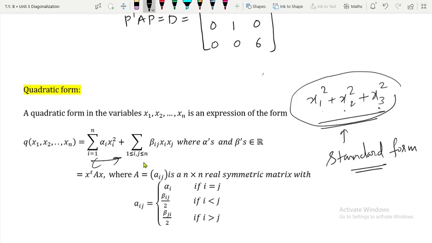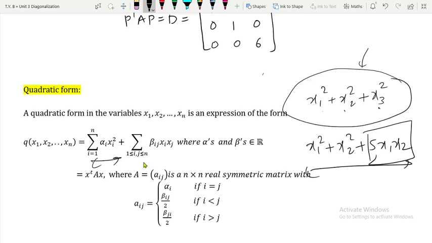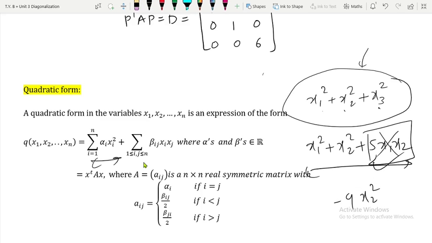If such terms, x1 x3 and x2 x3, are not involved, in fact, given any quadratic form it can be reduced to standard form. We are going to see those examples. It is sometimes also called canonical form, or standard form. So this quadratic form is in standard form, or canonical form. But if I write x1 square plus x2 square plus 5 x1 x2, this is not in standard form due to this problematic term. If I remove this term, then it will also be in standard form. If I write 5 x1 square plus 9 x2 square, this is also in standard form, isn't it? Because this term is not involved there.